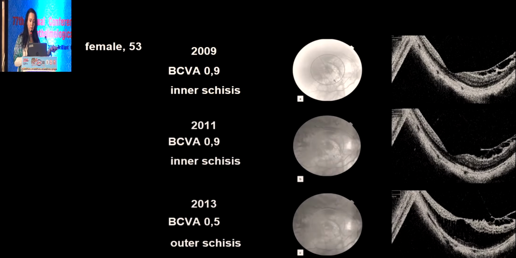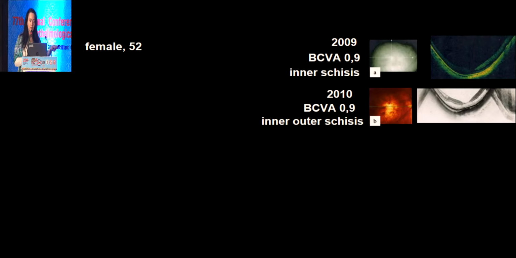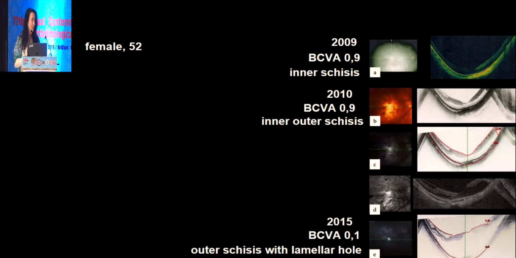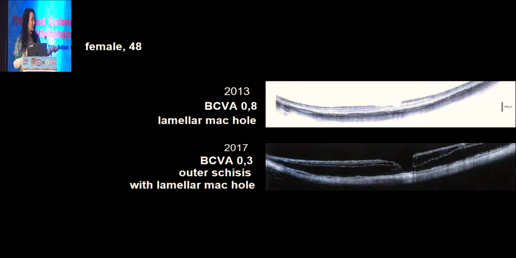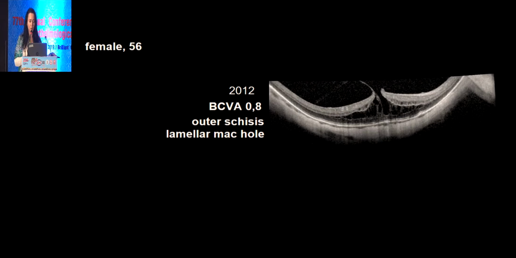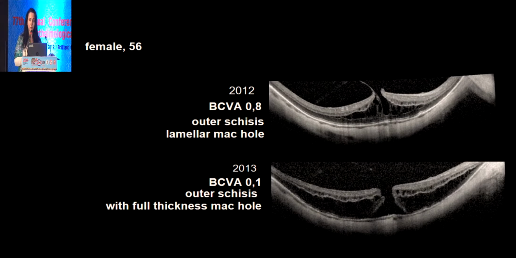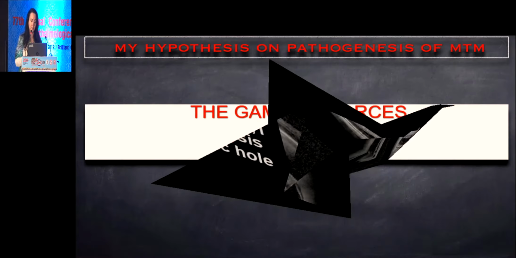Other example, from inner schisis to outer schisis. Another example, from inner schisis to detachment. See, 6 years. And other example, I have many. And I will offer you examples of tangential traction from inner lamellar hole to deep, almost full thickness lamellar hole. And this is another example, from lamellar hole to full thickness lamellar hole.